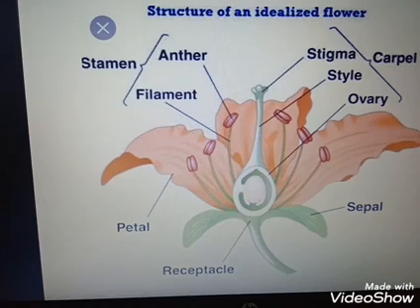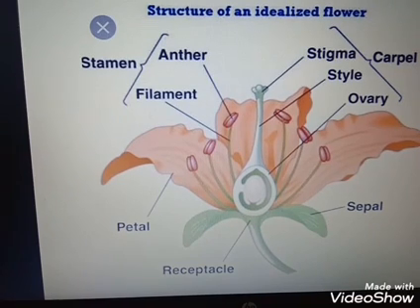Here we are discussing the chapter sexual reproduction in flowering plants. In the first class I described what the major floral parts are. Here I am giving a detailed description of the floral parts. It will not be seen in your textbook, so make a note.